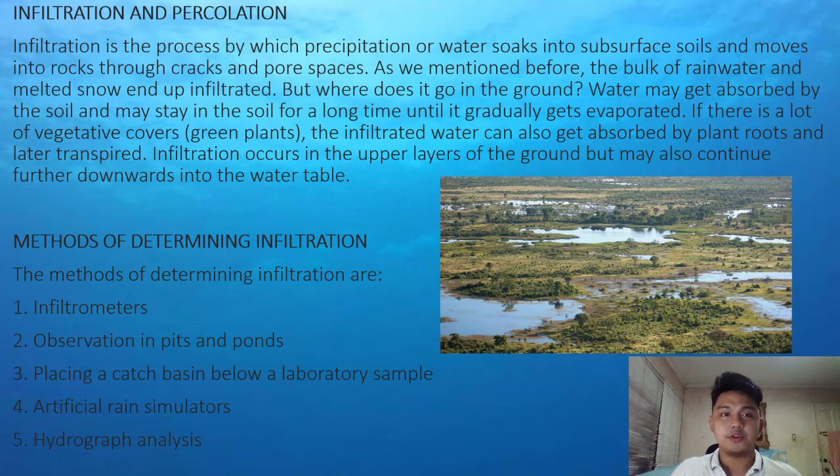Water may get absorbed by the soil and may stay in the soil for a long time until it gradually gets evaporated. If there is a lot of vegetative cover, the infiltrated water can also get absorbed by plant roots and later transpire. Infiltration occurs in the upper layers of the ground but may also continue further downwards into the water table. So here are the following methods of determining infiltration.